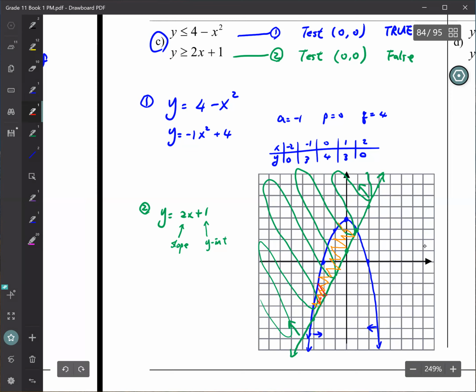Inside, the true for green and true for blue, okay? So, yeah, that's all for today.